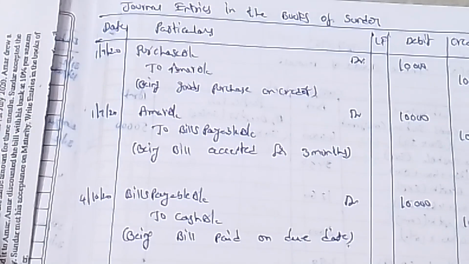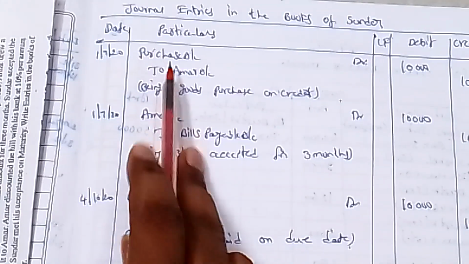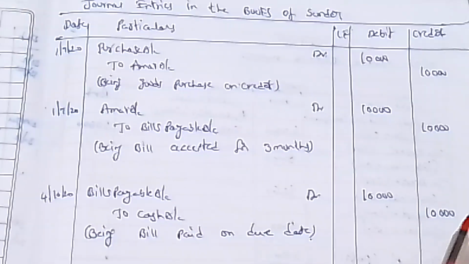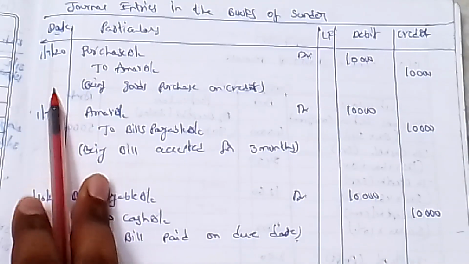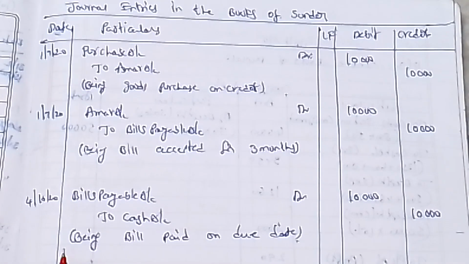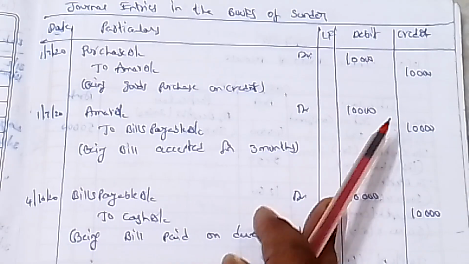General entries in the books of Sundar. Date, particulars, LF, debit rupees, credit rupees. 1st July 2020, purchase. Sundar purchased goods from Amar. Purchase account debit to Amar account, 10,000 rupees, 10,000 rupees. Being goods purchased on credit.